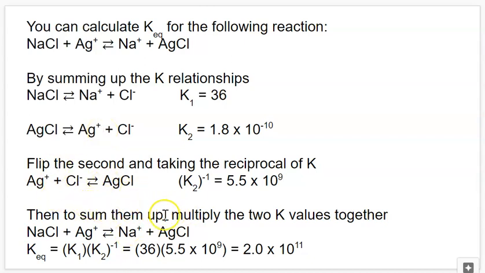So then we're going to sum them up. We're going to sum up our reciprocal K2 value for the flipped second reaction, and we're going to multiply that with K1, which was our NaCl equation. So K1 times K2 to the negative 1 power will be 36 times 5.5 times 10 to the 9, and overall we get 2.0 times 10 to the 11, which tells us that overall this is a very, very favorable reaction, at least in terms of pushing it towards the product side.